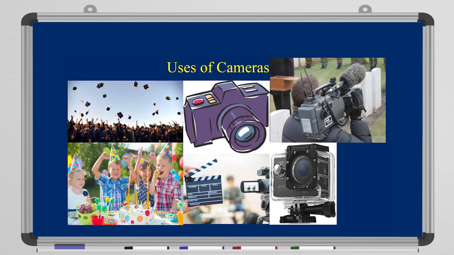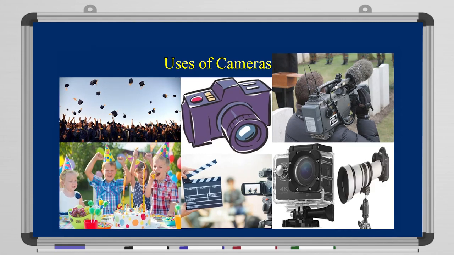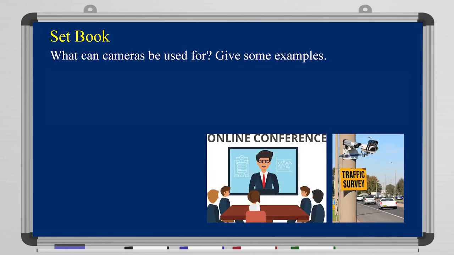Cameras have a lot of features. Some of the cameras are waterproof. Other cameras have amazing zoom capability that can make things that are very far seem to be very near. It's easy enough, right? I'm sure you all know this. Cameras are being used by everyone, right? So let's look at the set book questions.